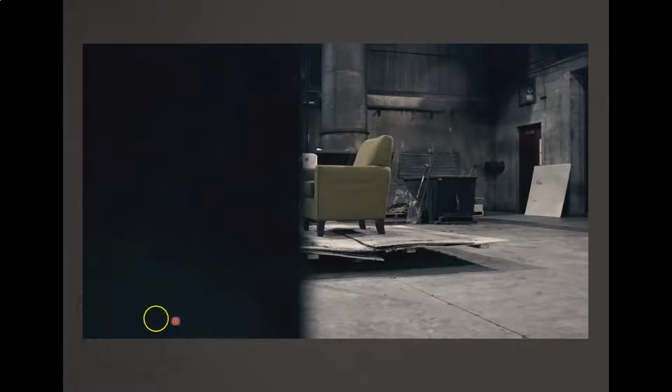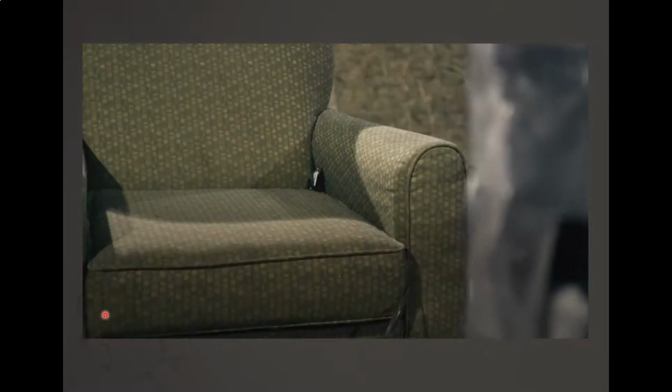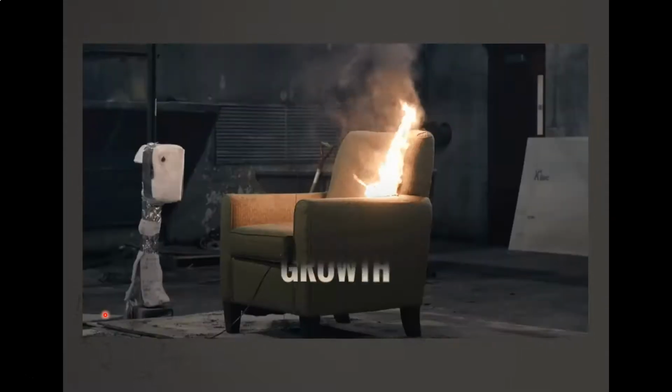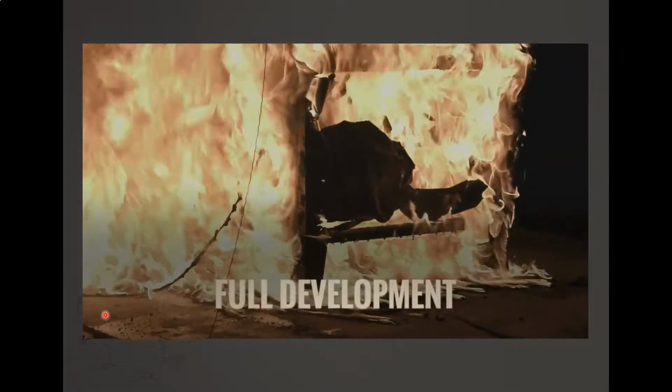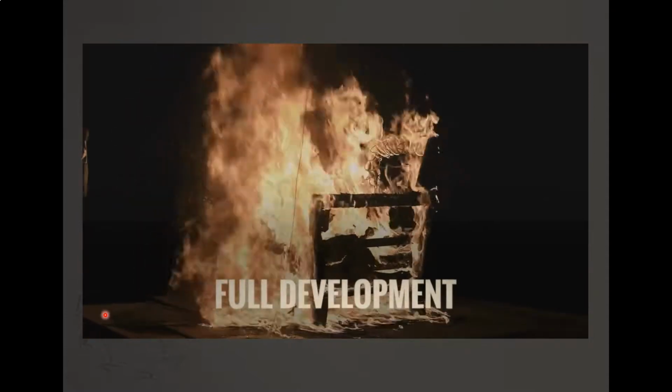This is a video explaining how a fire can grow. This chair is an example of a fuel-controlled fire. Note the 4 stages of fire: ignition, growth, full development, and decay.